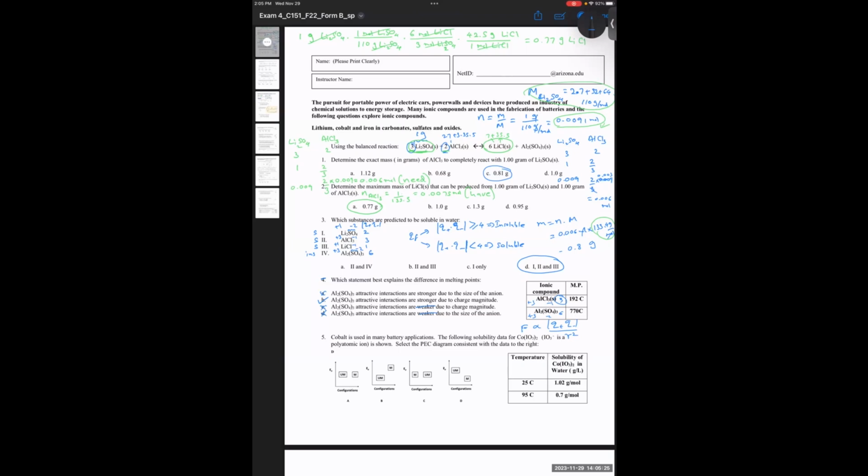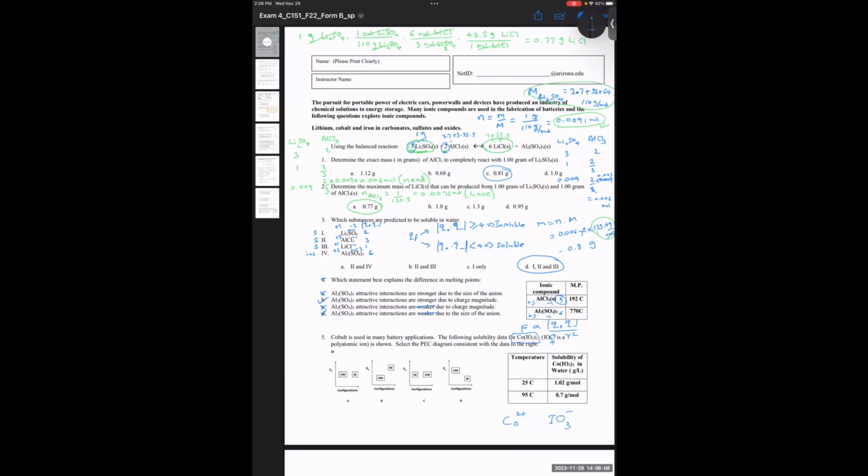All right, question 5. Cobalt is used in many battery applications. The following solubility data is shown. Select the PEG diagram consistent with the data to the right. Okay, so cobalt iodate. All right, so you are told that iodate, or IO3, has a -1 charge. Okay, that is going to be important. So IO3 has a -1 charge. You are told that. Okay, so therefore the cobalt must be 2+, because you have 2 of them in this compound over here. Okay, anyway, you got that.